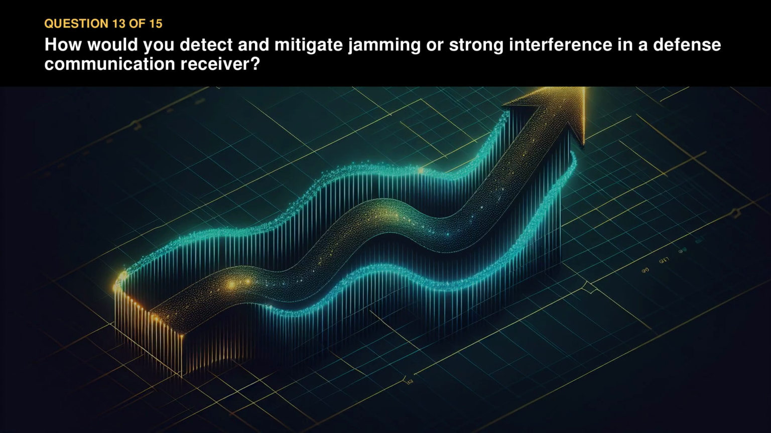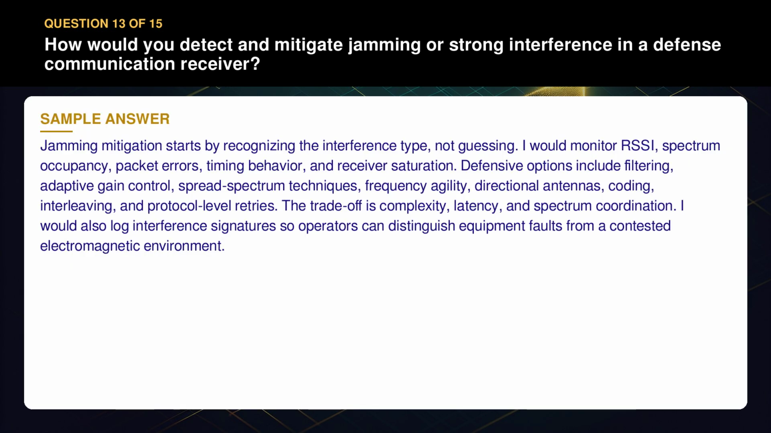Question 13. How would you detect and mitigate jamming or strong interference in a defense communication receiver? Jamming mitigation starts by recognizing the interference type, not guessing. I would monitor RSSI, spectrum occupancy, packet errors, timing behavior, and receiver saturation. Defensive options include filtering, adaptive gain control, spread spectrum techniques, frequency agility, directional antennas, coding, interleaving, and protocol-level retries. The trade-off is complexity, latency, and spectrum coordination.